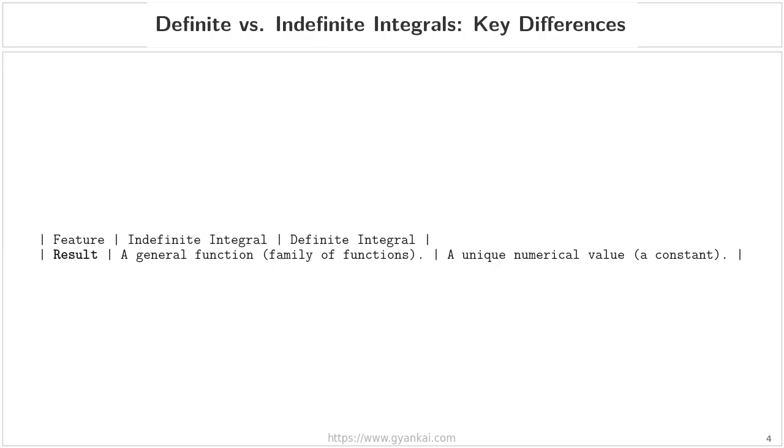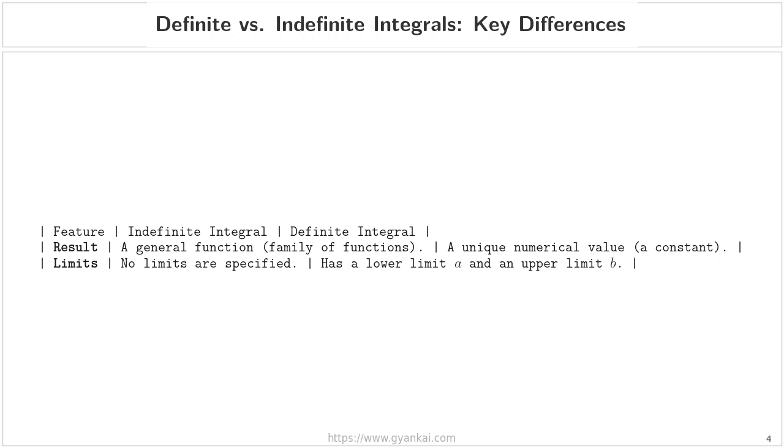For an indefinite integral, remember we're finding a family of functions that have the same derivative. So, the result is a general function. We always add plus c, the constant of integration, because infinitely many functions can have the same derivative. However, a definite integral, as we've started to see, gives us a specific number, a single numerical value. Think of it as a constant, not a function.